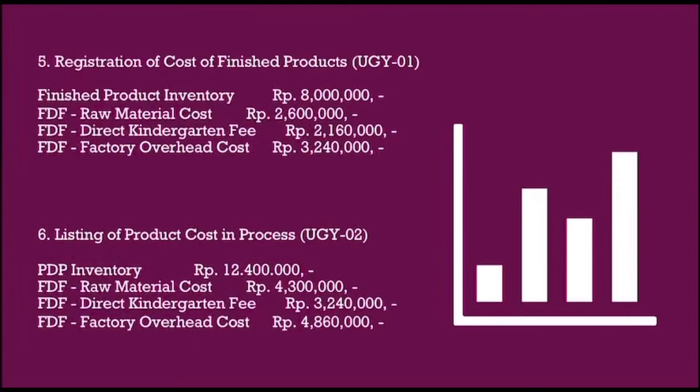And 6 about the listing of product cost in process for UG2. And the inventory with a big number with 12,400,000 rupiah, and raw material cost with number 4,300,000 rupiah, and direct labor cost with number 3,240,000 rupiah, and the factory overhead cost with number 4,860,000 rupiah.